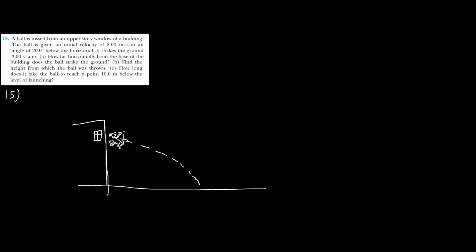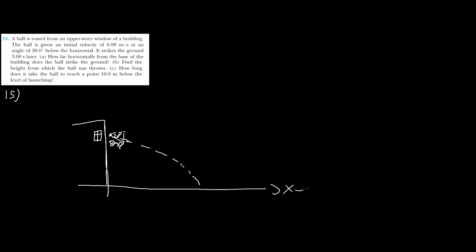Alright folks, let's do number 15. A ball is tossed from an upper story building, so let's draw this. Here's the building, here's the window, and the ball is about to be dropped at an initial speed of 8 meters per second at an angle of 20 degrees below the horizontal. It's going to have that little parabolic pathway in there somewhere.